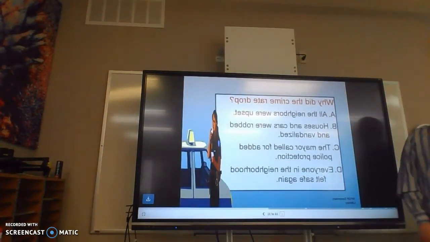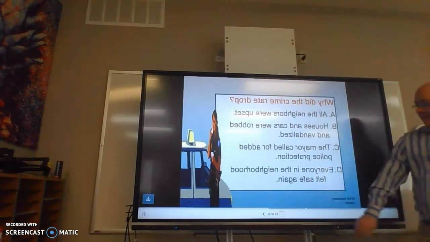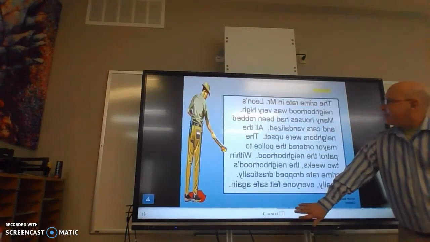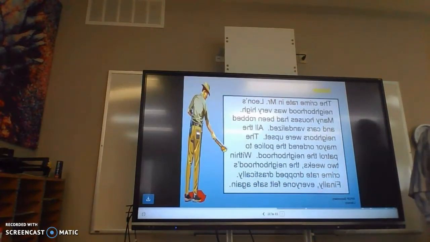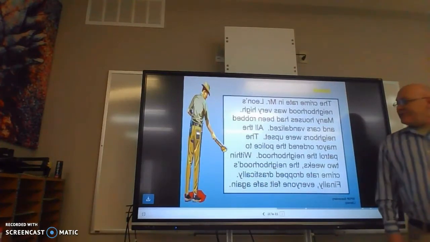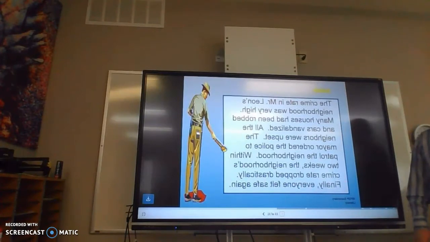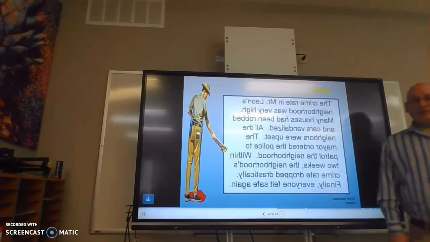Okay, why did the crime rate drop? The crime rate in Mr. Leon's neighborhood was very high. Many houses had been robbed and cars vandalized. All the neighbors were upset. The mayor ordered the police to patrol the neighborhood. Within 2 weeks, the neighborhood's crime rate dropped drastically. Finally, everyone felt safe again.